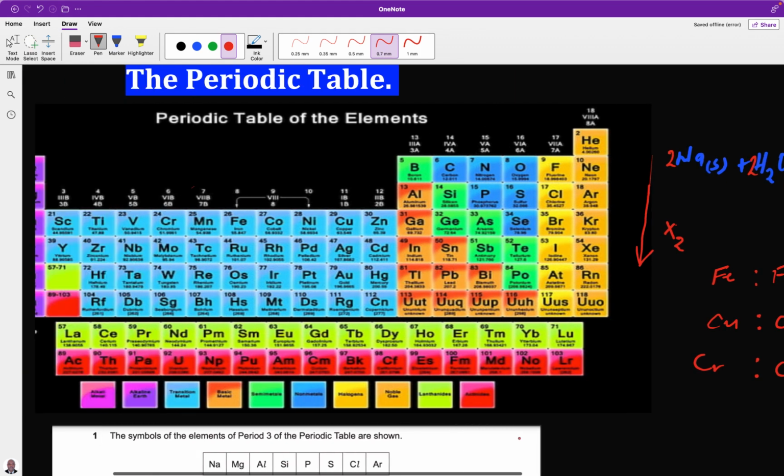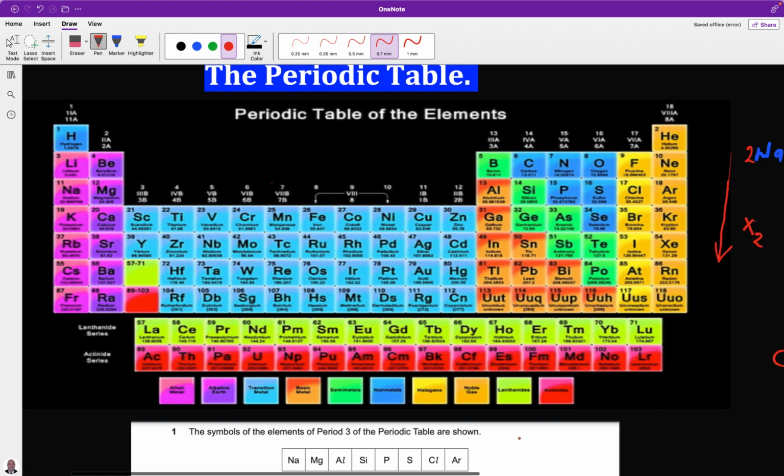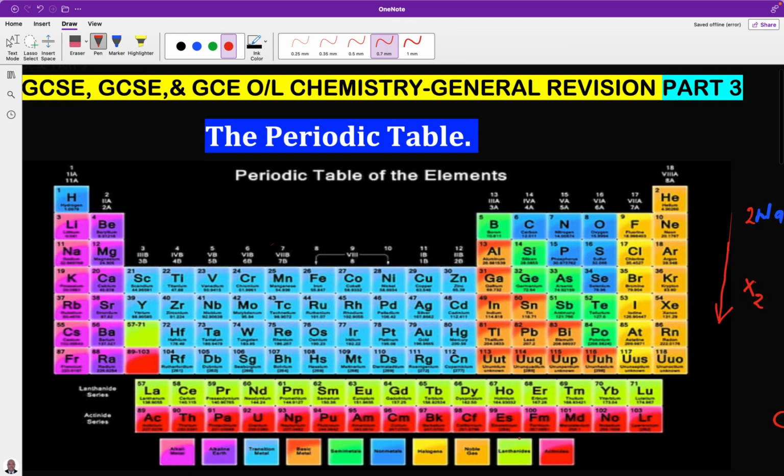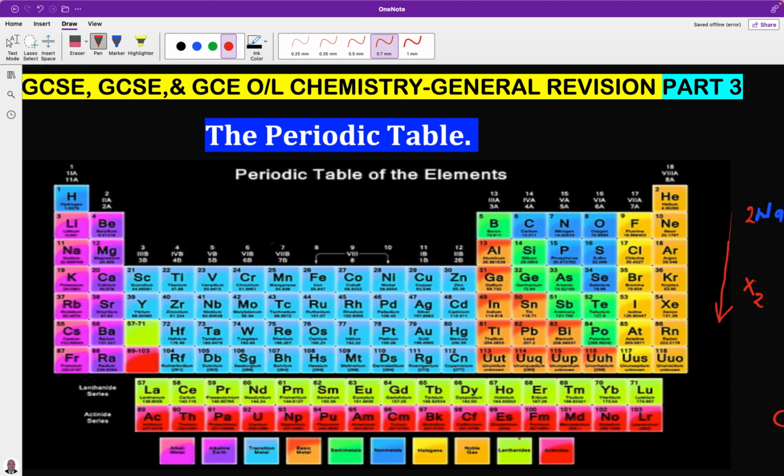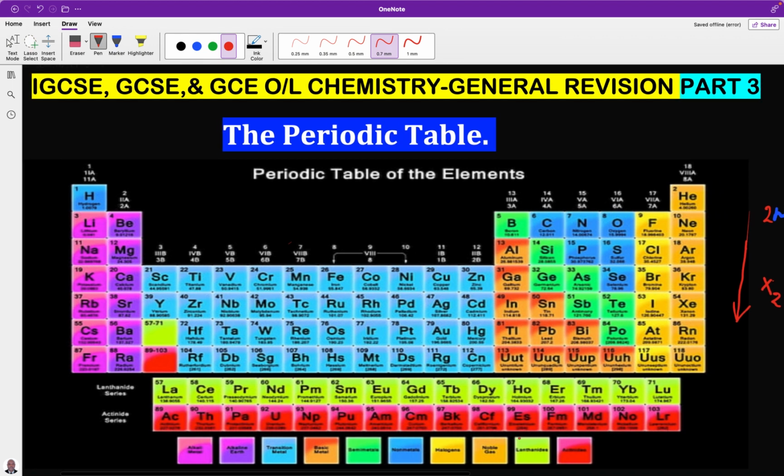Apart from that, there is one other group of elements that we have not treated, and that group is group 0. You can call it group 0, or group 8, or group 18, as the modern periodic table calls it. Group 0 elements are known as the noble gases, or the inert gases. They are very, very unreactive.